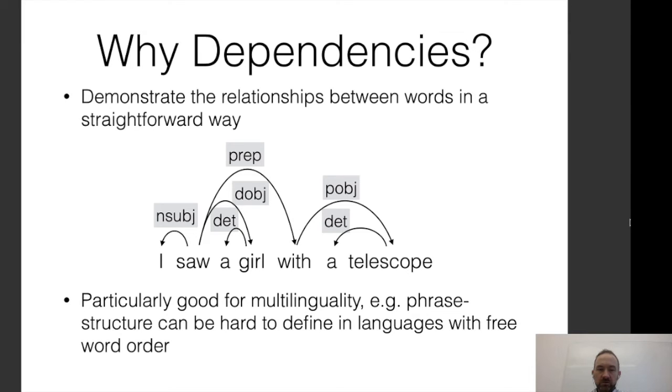But another reason why I'm doing dependencies instead of phrase structures is that they're particularly good for multilingual settings. One of the reasons why this is the case is phrase structure can be hard to define in languages with freer word order or assumptions other than that of English. So I feel that when we talk about the analysis of the structure of sentences, we very often talk about dependencies when we're talking about things to analyze across many different languages.